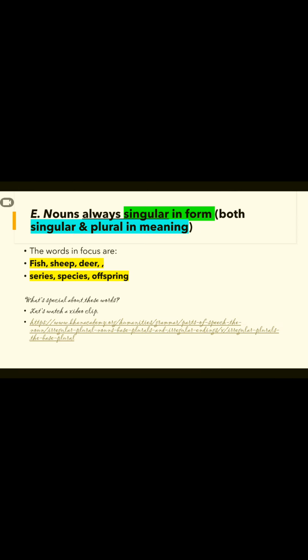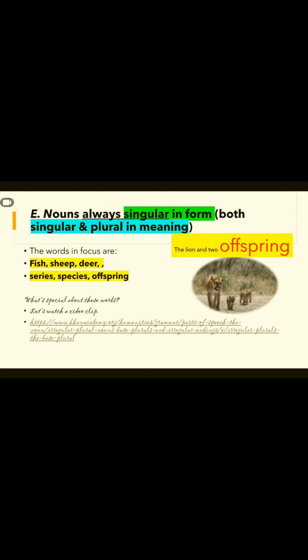Well, after looking at the video, I'm sure you understand, right? So for words like fish, sheep, deer, we can give them a number, 1 fish, 2 fish, 1 sheep, 2 sheep. But then we never make it into plural with S. Let's look at this picture. There's a lion and 2 babies. You can see the sentence, the lion and 2 offspring. The word offspring means the small baby, the children. However, you can see although we say 2, offspring is still without S.